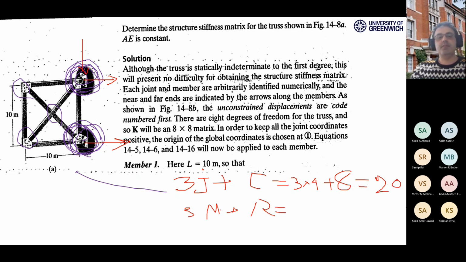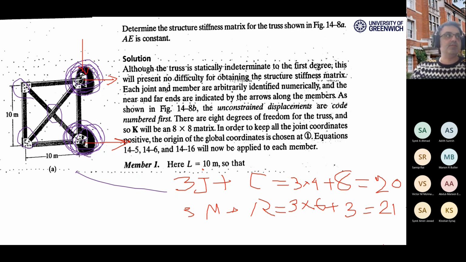Right? 3m, how many members do I have? I have 6 members, right? 3 times 6 plus R is standing for reactions, which are 3. So it is 21. So the unknowns are 21 and the equations are 20. It means that I have one more extra unknown than the equation numbers I already have, which means this structure is 1 degree indeterminate.